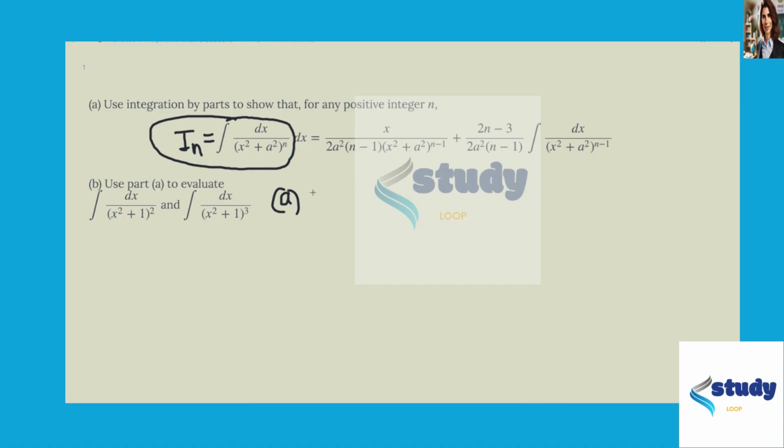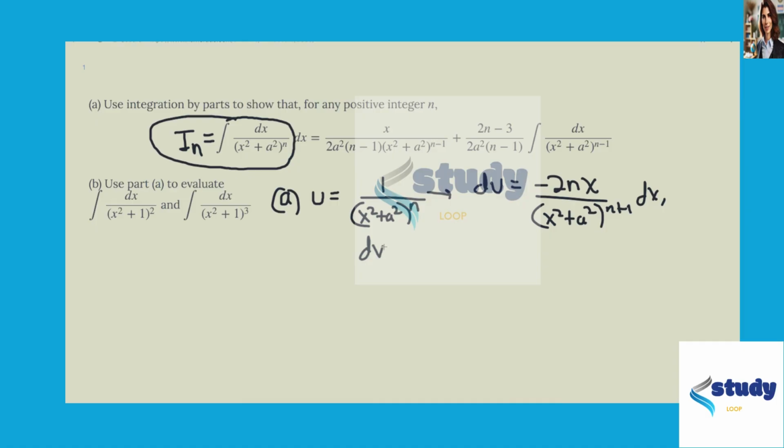So for our integration by parts, let's make this choice for u. Then du is negative 2nx, using the chain rule from calculus. dv is dx. So then by using integration by parts, we know the formula uv minus the integral of v du. So in our case, let's go ahead and write that out.